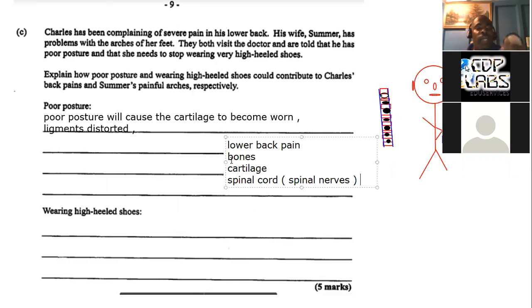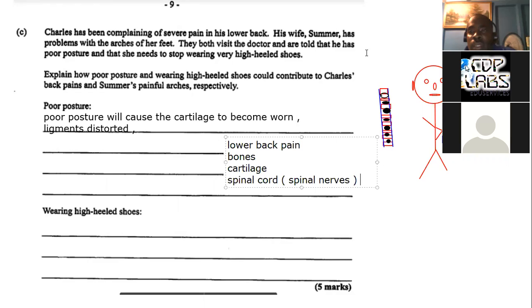Now the wearing of high heel shoes. We're looking at the ankle. Why is it the ankle? Bones as well. What else? Joints, muscles. Good. And if the joints and the muscles are affected, then of course you will experience some form of pain while trying to move. Simple. Make sense? All right. So I think that's a wrap.